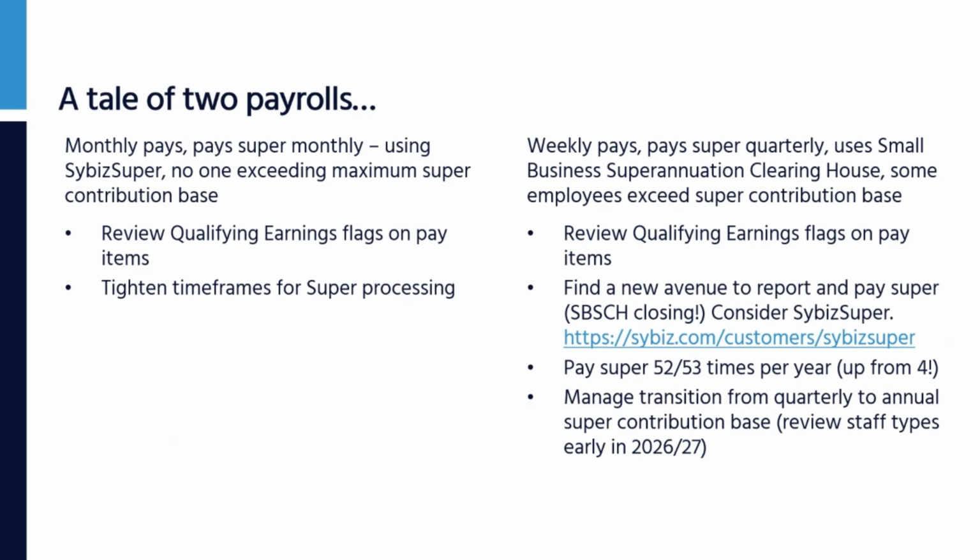Yeah, because this particular employer is using the small business clearinghouse, they're going to need to find another mechanism for reporting super and paying super, and there's a link to Sybiz Super. If they're paying weekly, they could be paying super 52 or 53 times a year, up from 4. So there's all those additional touch points that they're going to be having with this data. So all that additional risk coming into their payroll process because of that massive uptick in the frequency.